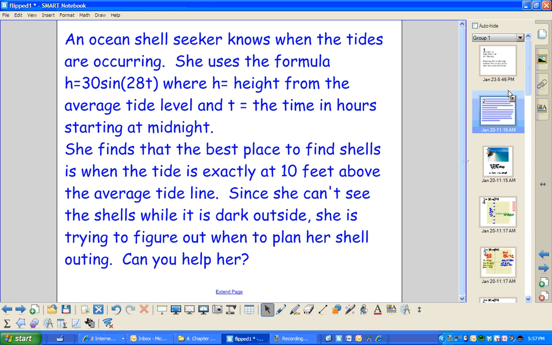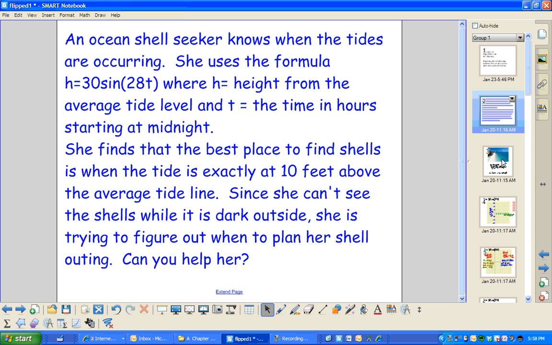Okay, here's our question. An ocean shell seeker knows when the tides are occurring. She uses a formula h equals 30 sine of 28t, where h is the height from the average tide level and t is the time in hours starting at midnight. She finds that the best place to find shells is when the tide is exactly at 10 feet above the average tide line. Since she can't see the shells while it's dark outside, she's trying to figure out when to plan her shell outing. Can you help her?